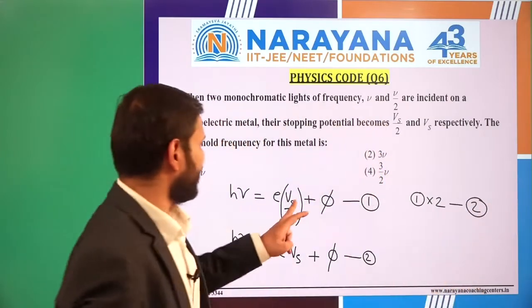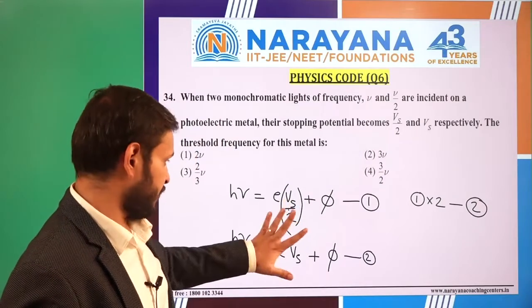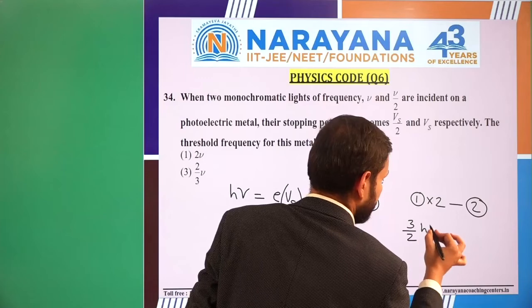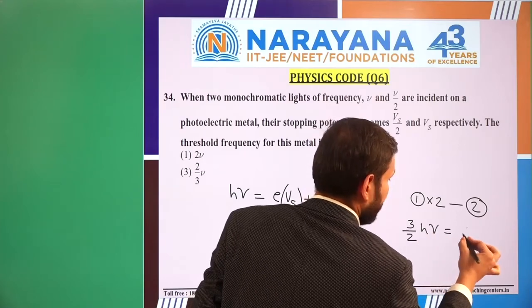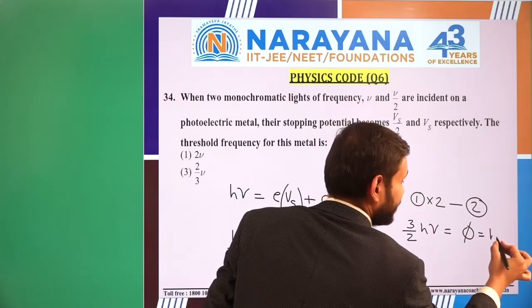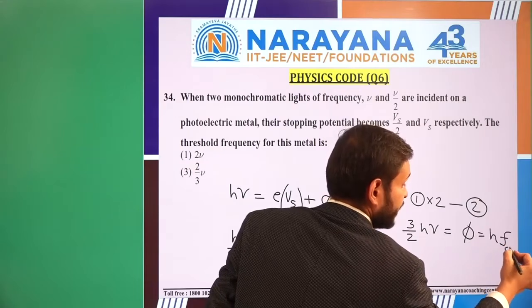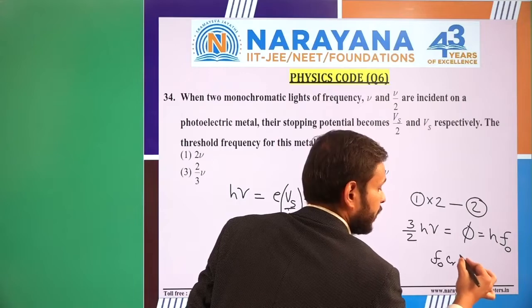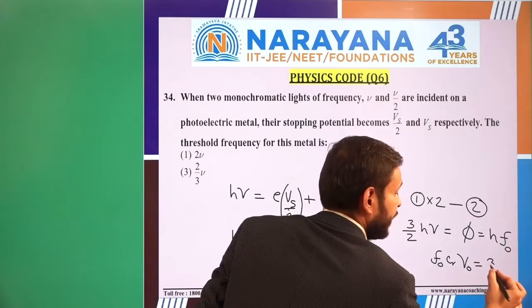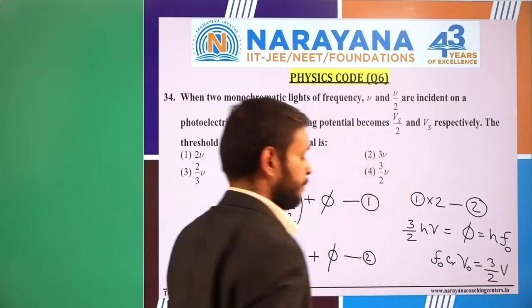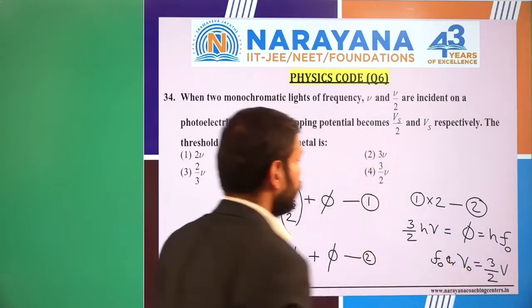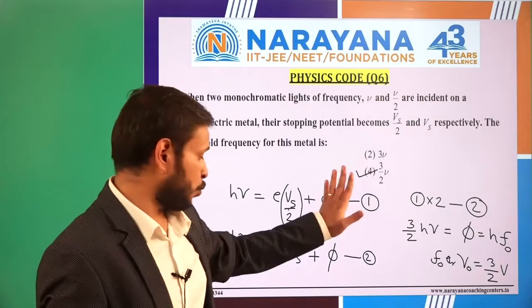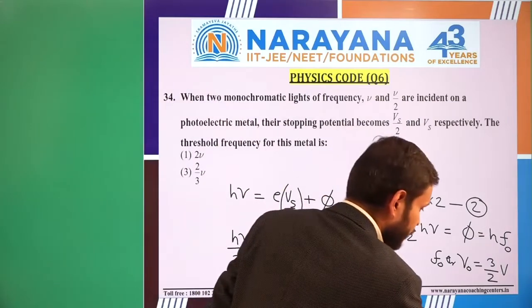Why we are doing this? We want to cancel this Vs, EVs term over here. So if you solve it, you will get 3 by 2 H frequency is equal to phi, and we should know that phi by H will be the threshold frequency, that is V naught. So H will cancel out, and the threshold frequency, V naught, will be 3 by 2 V, right? So 3 by 2 V, yeah, option number 4 is correct. Now let's just move to the next question.